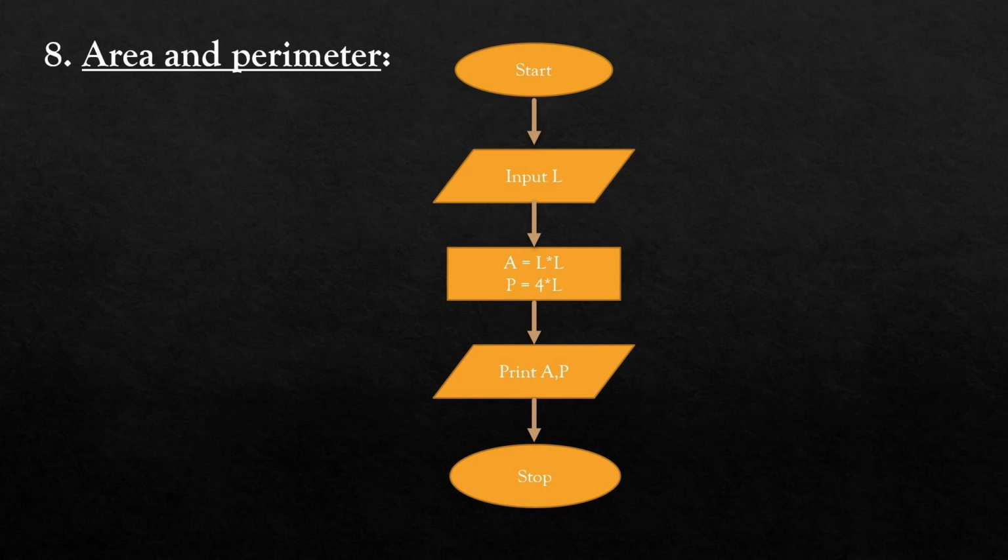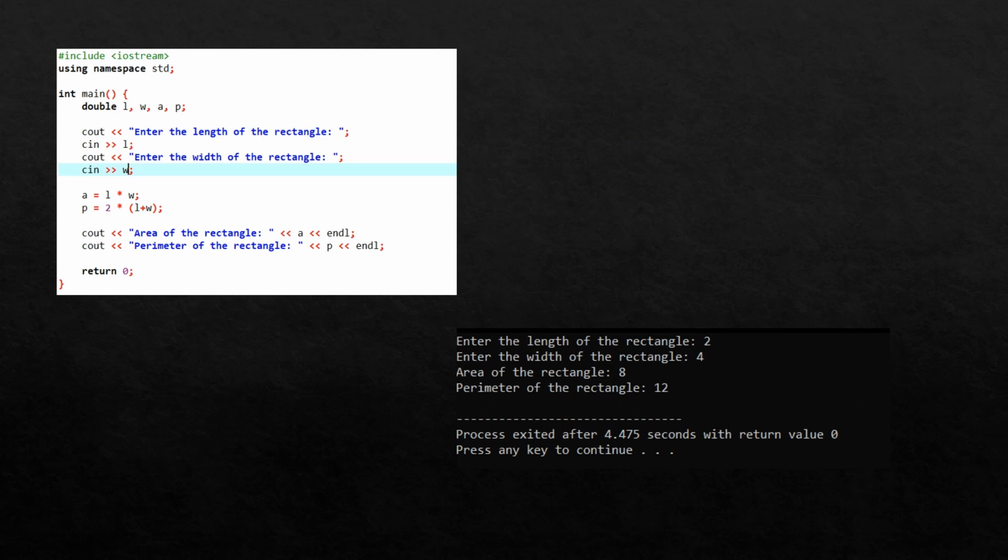So this program is very simple. We have just put the formula of area and the formula of perimeter. So the coding is really easy, but we have to take care of brackets and spaces. If you miss any of the spaces or any of the signs, then the code will not run properly. So take care of those signs so that your program works.